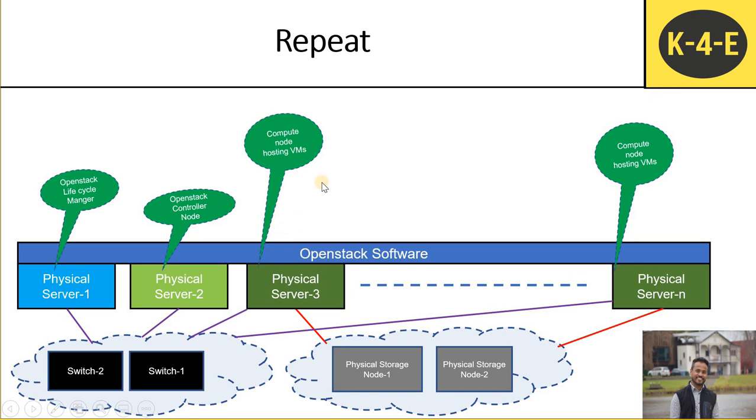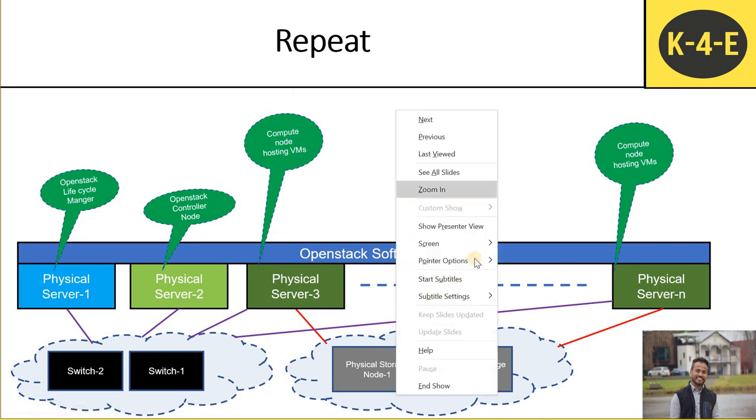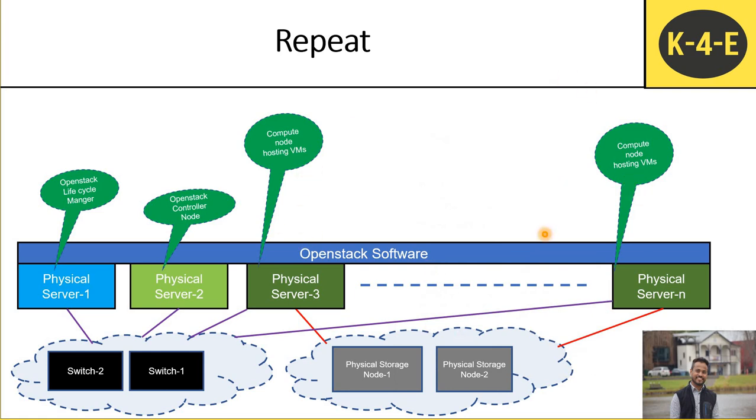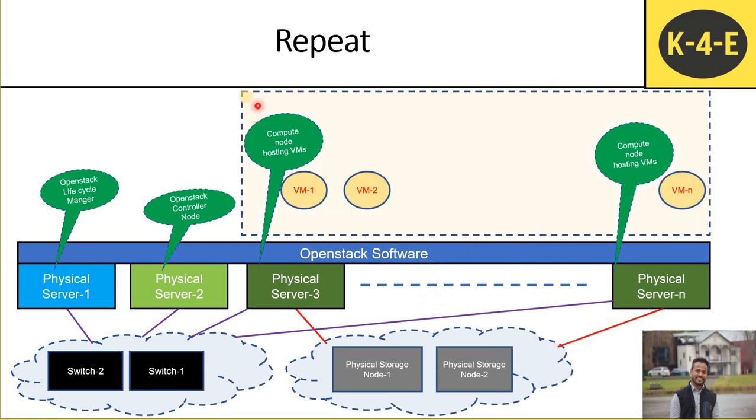You can see these are the particular zones. Let me change my mouse pointer. Yeah, so you can see this is the zone where your VMs are actually getting launched. This particular host has a VM, and that VM is connected to your storage. If you need storage, it is connected to storage, and then it is connected to switches for external communication.